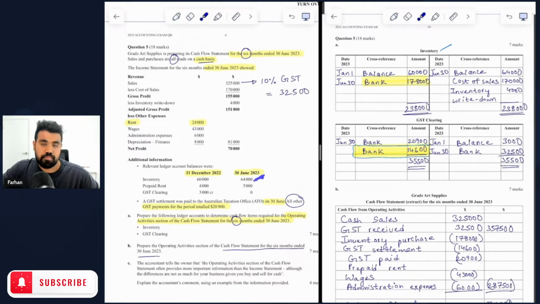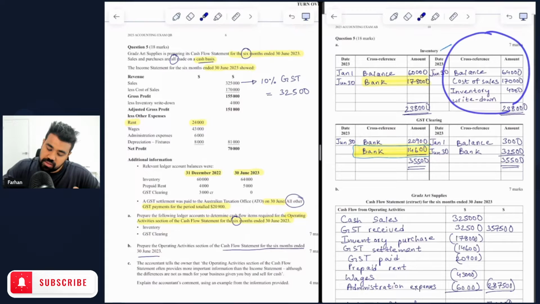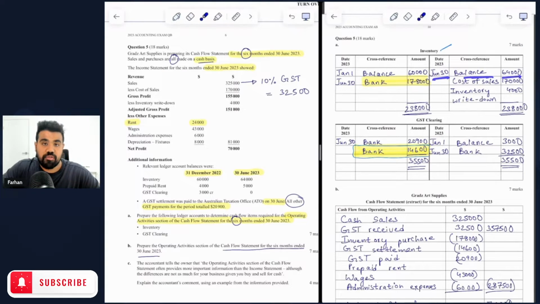And just a while ago, we discussed that the closing balance of the asset should be shown on the credit side of the ledger account, which is this side. And you can see on June 30, I've included the closing balance to be $64,000 on the credit side. So now that we have taken care of both the opening and closing balances, let's see what else we have to do.